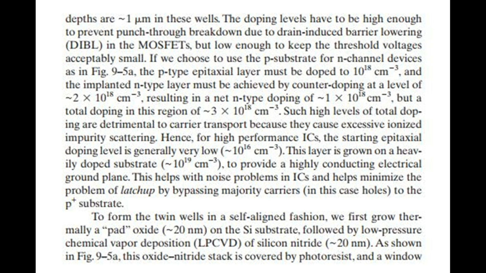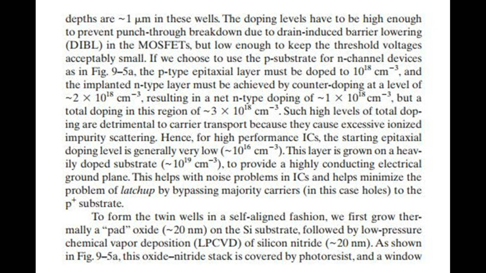Hence, for high-performance integrated circuits, the starting epitaxial doping level is generally very low, 10 quadrillions of atoms per cubic centimeter. This layer is grown on a heavily doped substrate, 10,000 quadrillions of atoms per cubic centimeter, to provide a highly conducting electrical ground plane. This helps with noise problems in integrated circuits and helps minimize the problem of latch-up by bypassing majority carriers, in this case holes, to the P+ substrate.